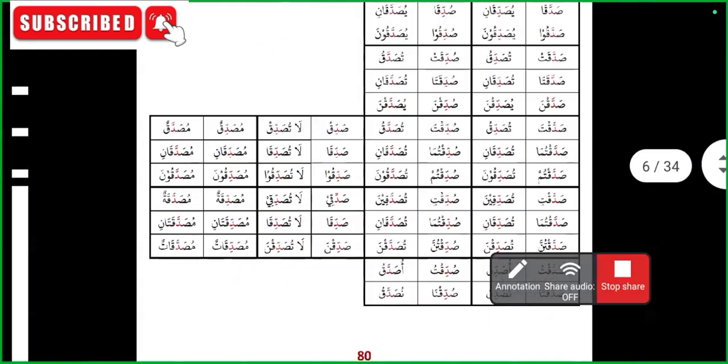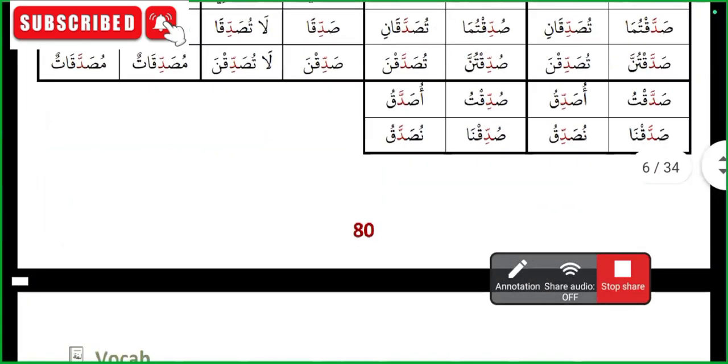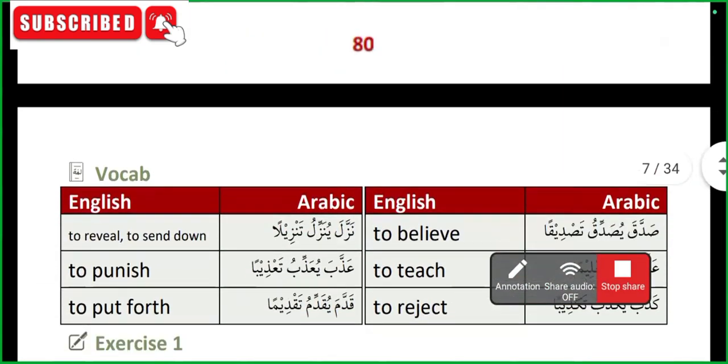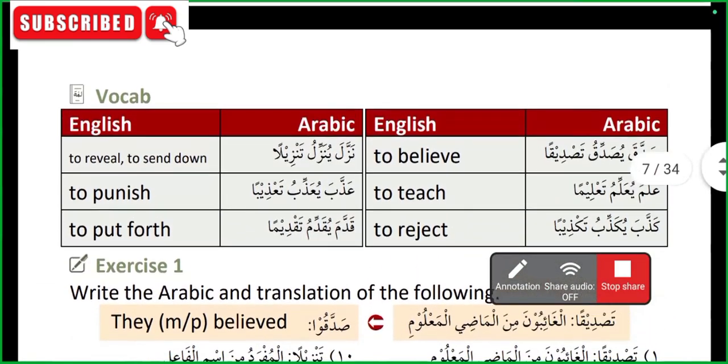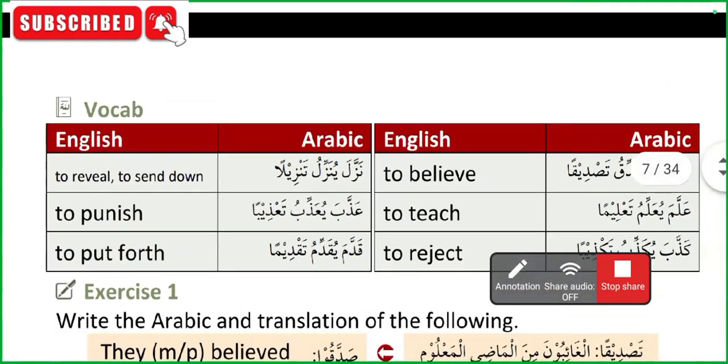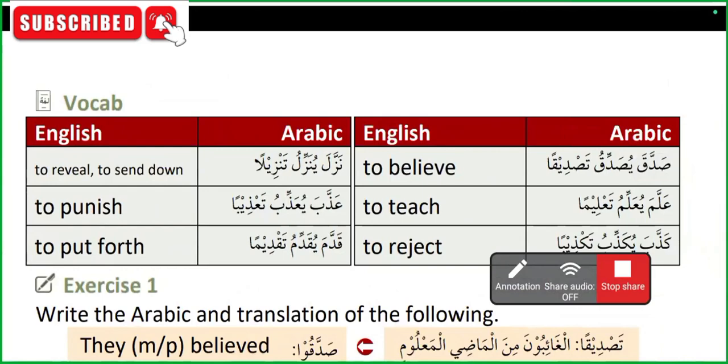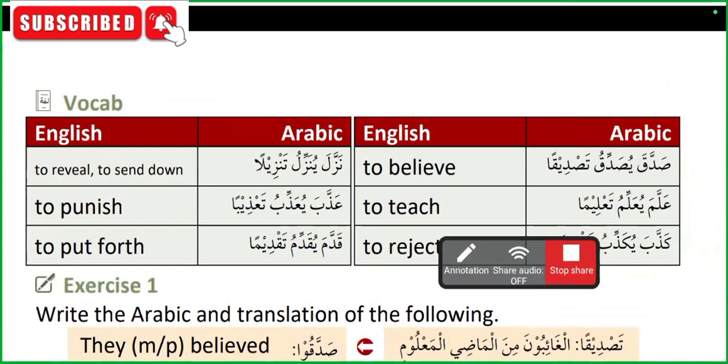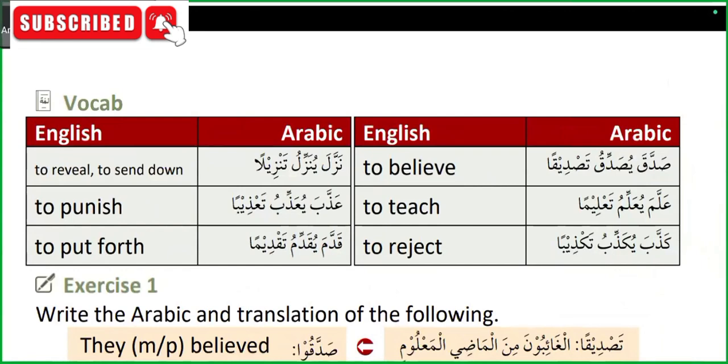This completes the tasreef kabir of bab tafeel, page 80. Moving on to vocabulary and summary. There are very few examples that he has given here. Maybe he has given more in the exercises. So: صدق يصدق تصديقا, it is already done. علم يعلم تعليما. Now inshallah I will request your presence. Who will do this علم?